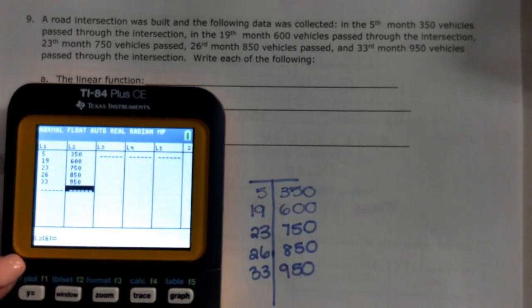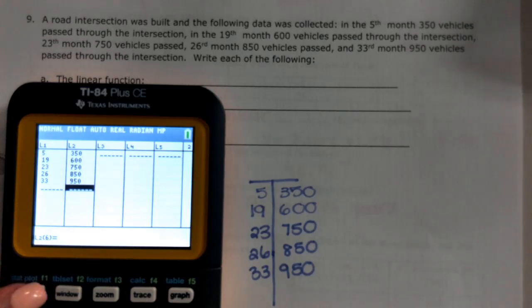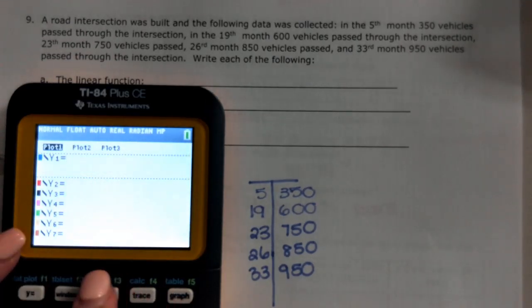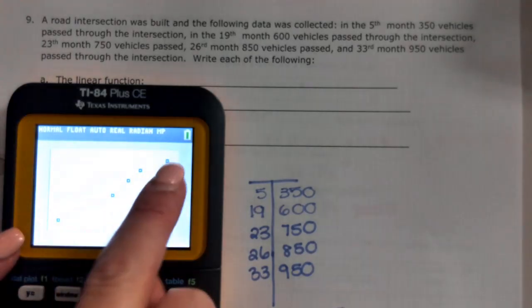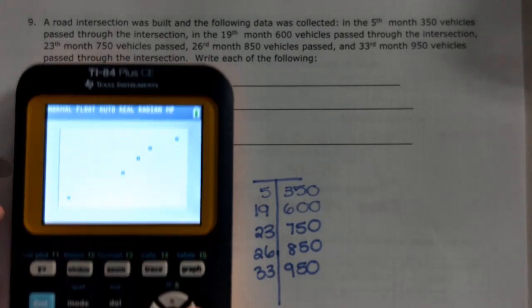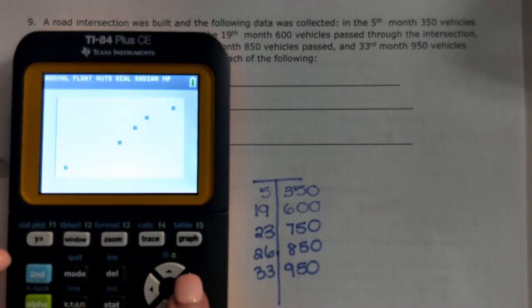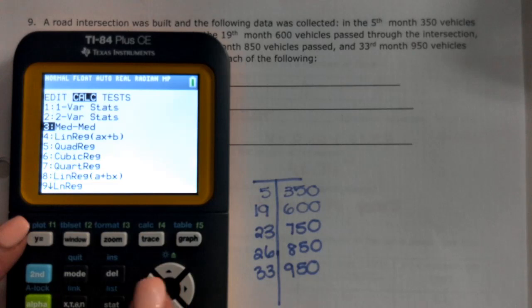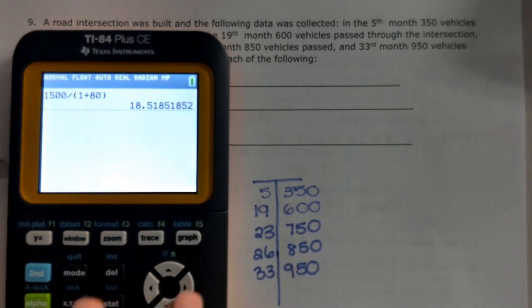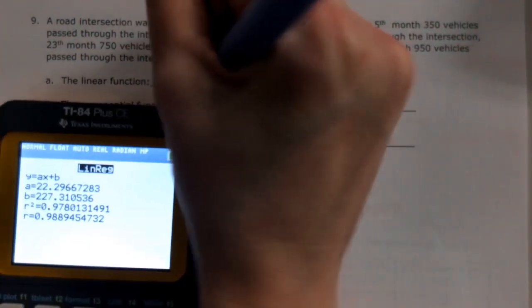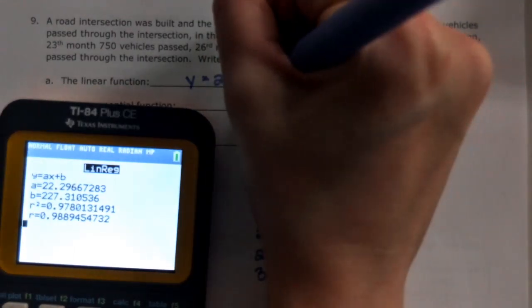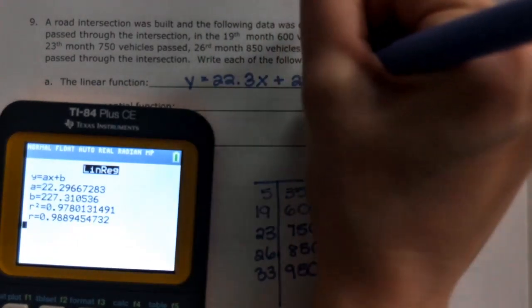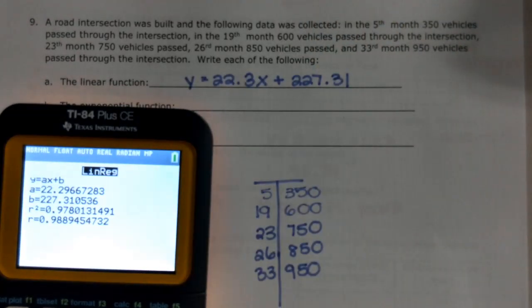So they want it for each of them. I want to look at it and just see which one I think would be best. If I hit zoom 9, I'm going to guess logistic based off of that curve. But really, we're just plotting it for each of the different ones. So stat, right, and we're going to do linear first. Y equals 22.9, which rounds up to 22.93, x plus 227.31.